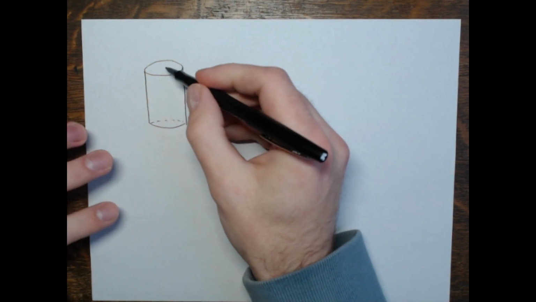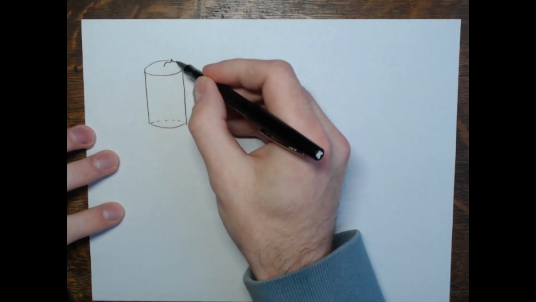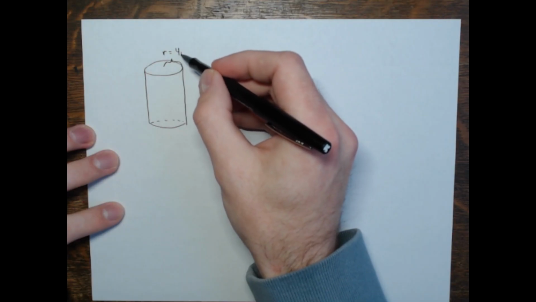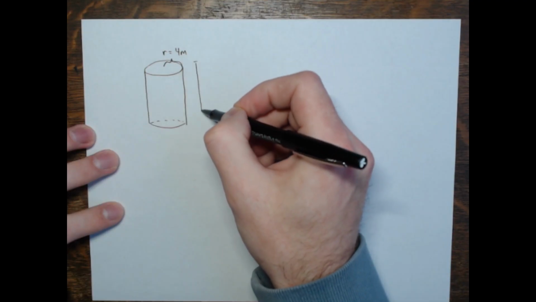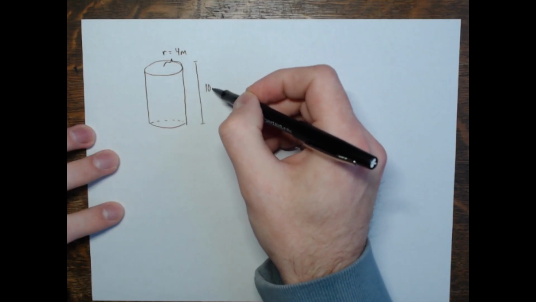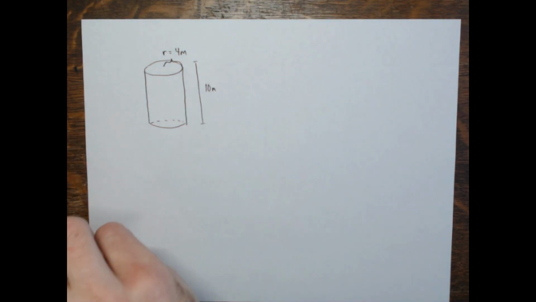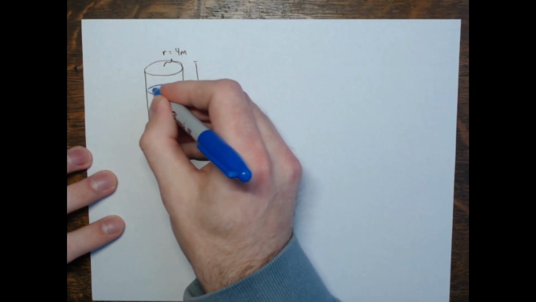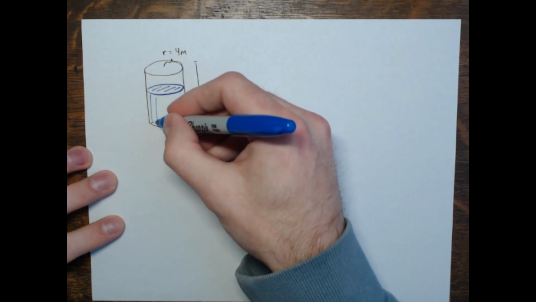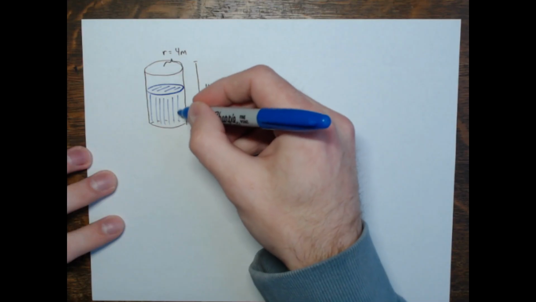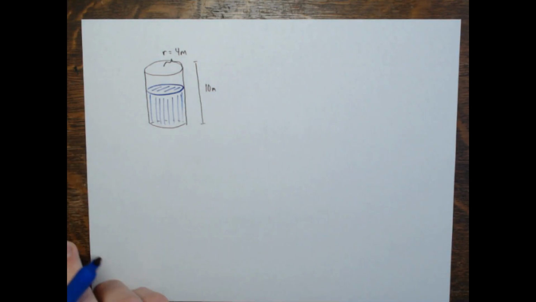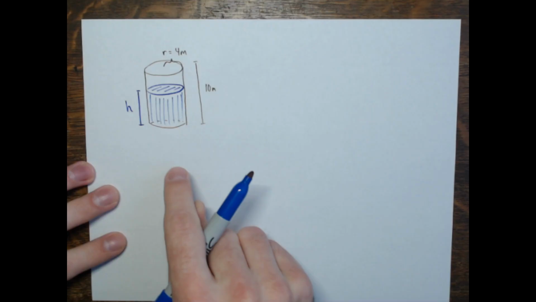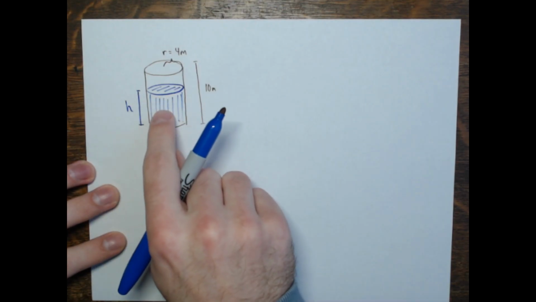And they told us the radius of this cylinder is 4 meters. The height of the whole cylinder is 10 meters, but we're concerned with some water inside of it. So again, there's like this cylinder of water inside, right? And the height of that I'll call H meters.